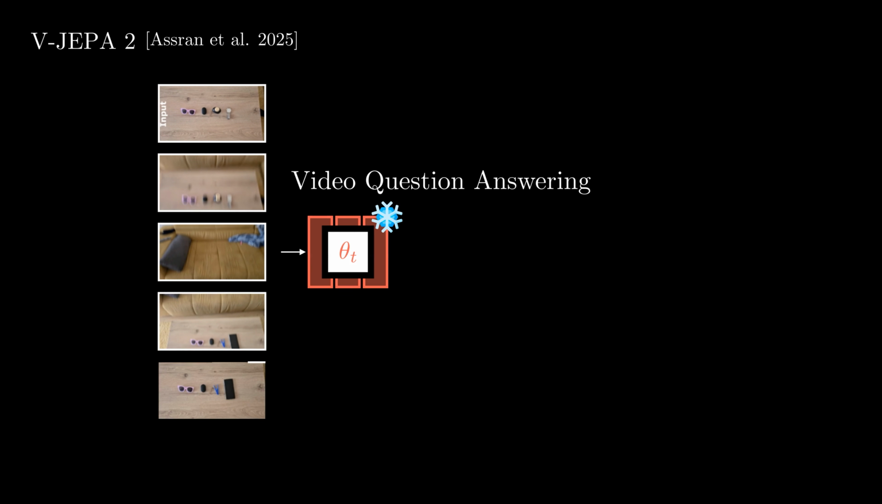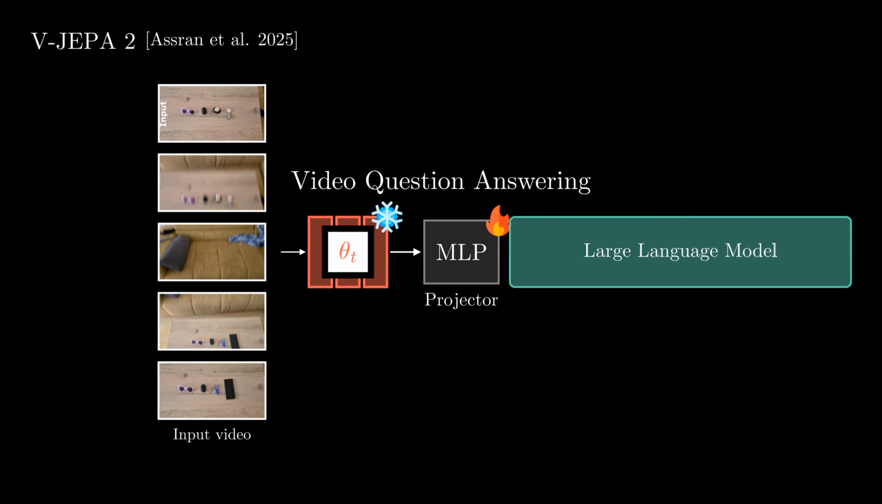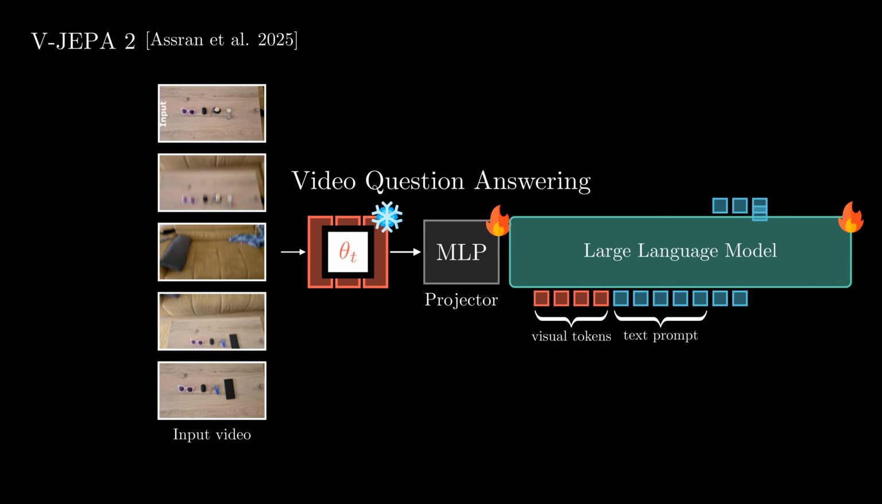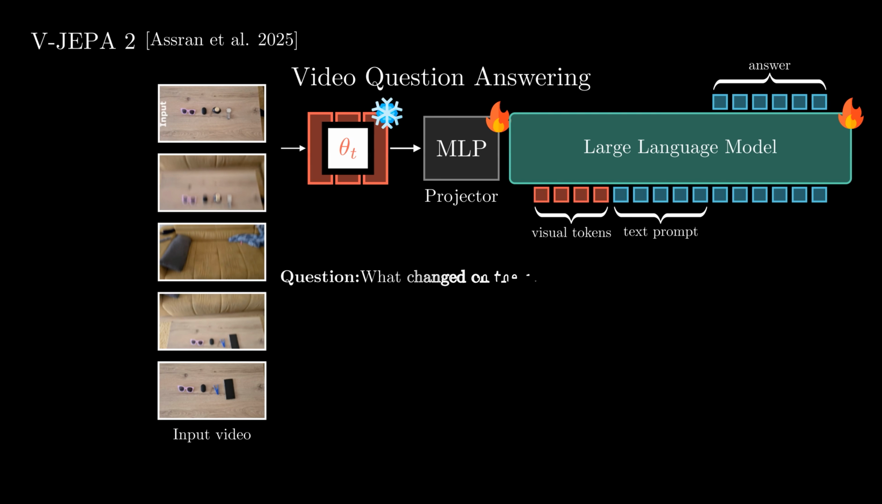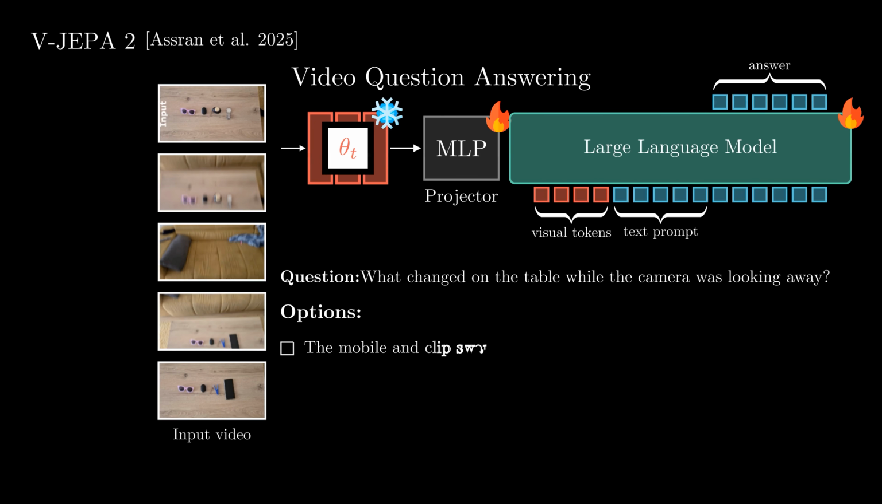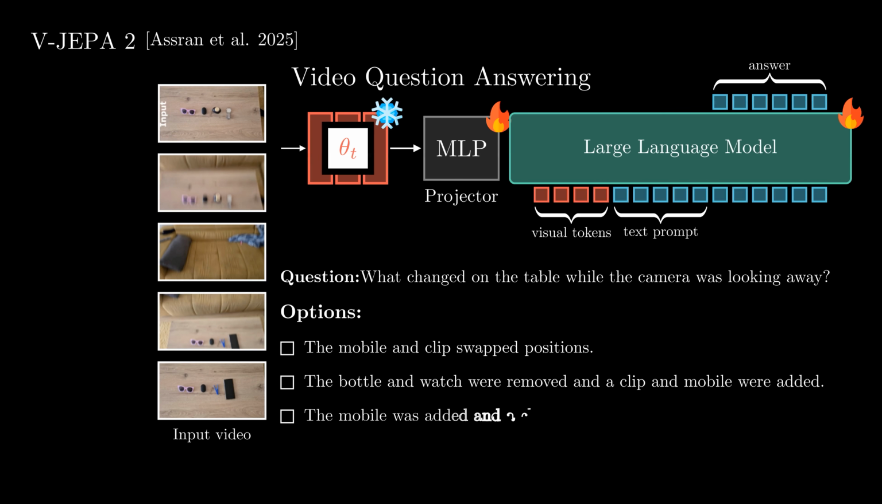For visual question answering, we pass the extracted video features through an MLP. This turns the video into visual tokens that a language model can read. Now the language model can take a free-form question and generate an answer. For example, what changed on the table while the camera was looking away? To answer, the video encoder must learn to track scenes over time, remembering the past, inferring what's hidden, and connecting cause and effect across the video.